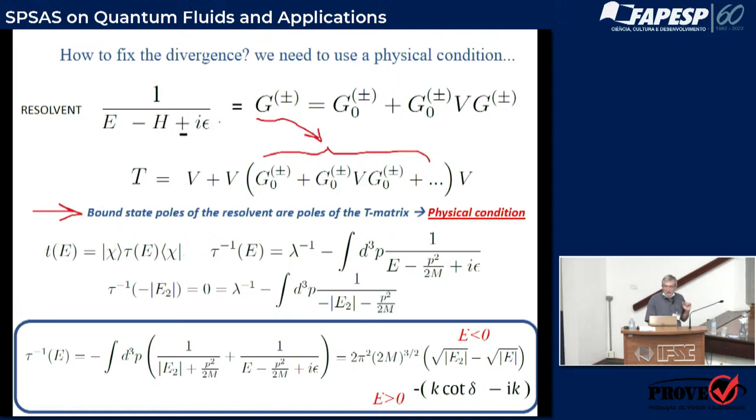And this is exactly the same process that we see in QED, quantum electrodynamics. We have to redefine the charge of the electron in such a way as to kill the divergence, for example, by fixing the charge. Here it is the same, so it's very simple. If this is true, because I want a pole of my transition matrix at the bound state, I just substitute lambda minus by that.